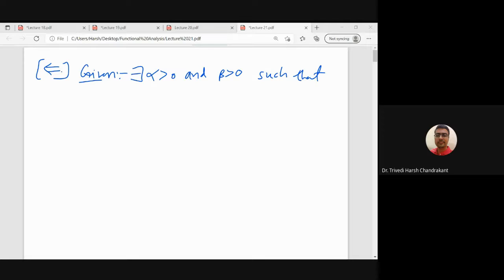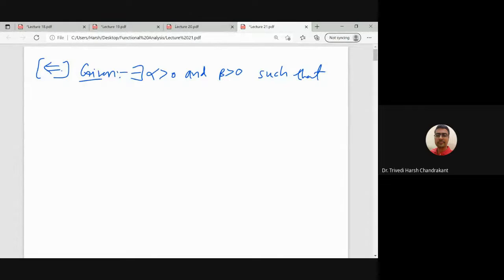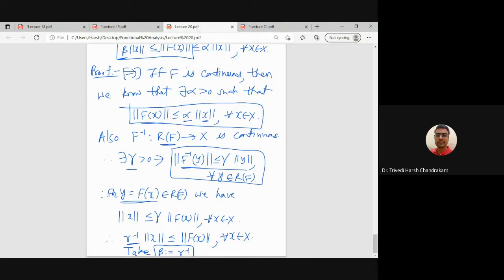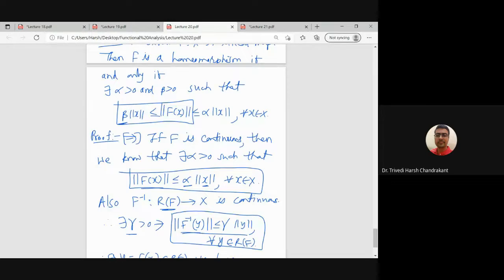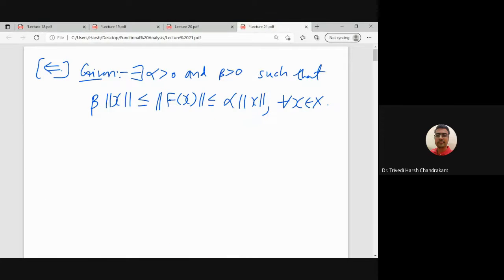So this alpha beta exists, that is given. There exists alpha greater than 0 and beta greater than 0, such that beta times norm x is less than or equal to norm fx, which is less than or equal to alpha times norm x for all x in X. So that is given, and what we need to prove is that f is a homeomorphism.